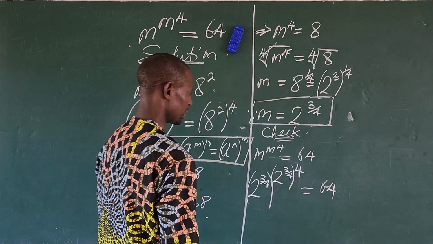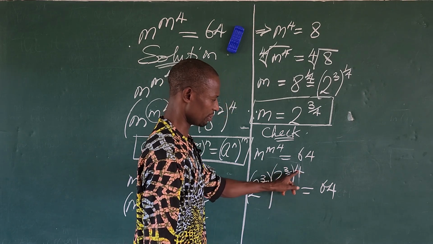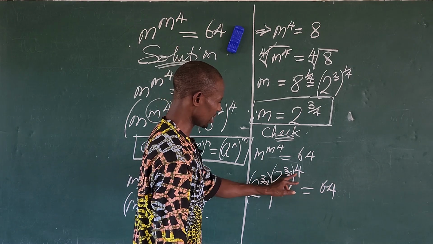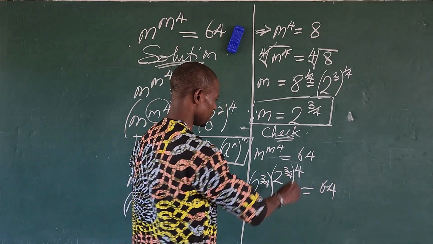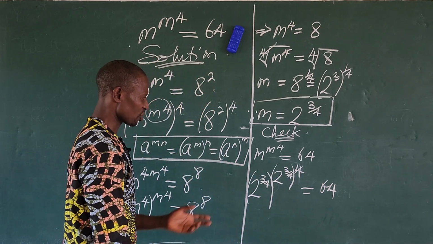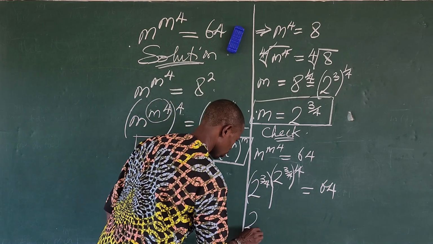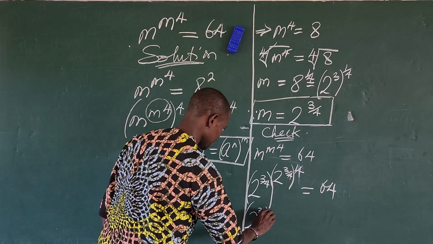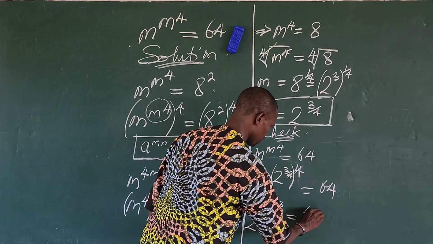Now we'll go gradually. Now look at this power here. This is raised to this, right? So if this is raised to this, what happens? Then we can use this to multiply this. So if we use this to multiply this, this will go with this, right? So if this goes with this, we are left with 2 to the power of 3 here. So we now have 2 to the power of 3 all over 4, in bracket, raised to 2 to the power of 3. This is equal to 64.